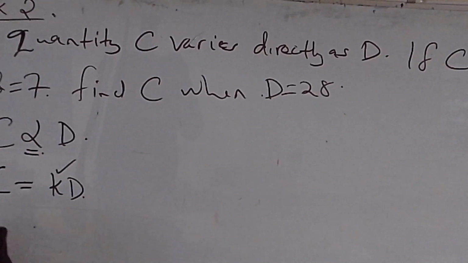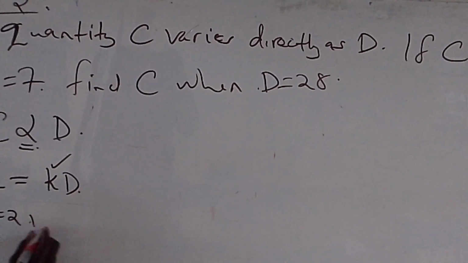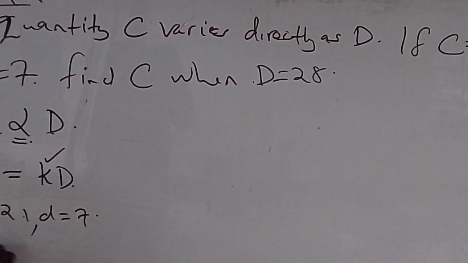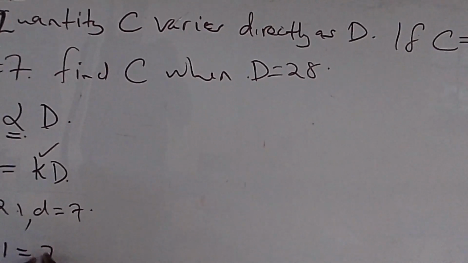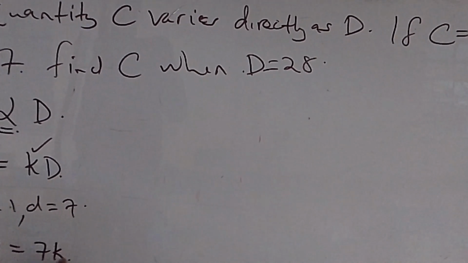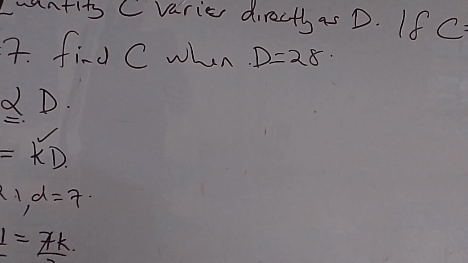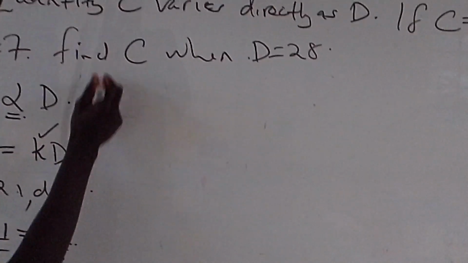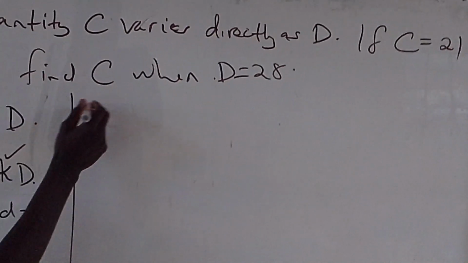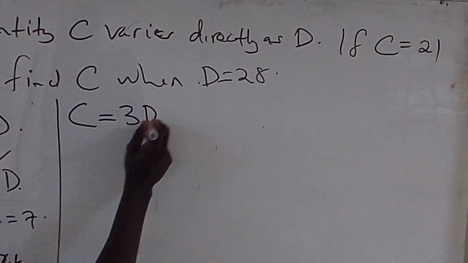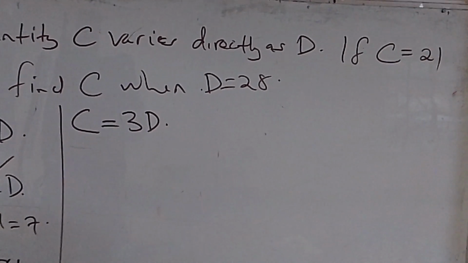So you are told C is equal to 21 when D is equal to 7. So 21 is equal to 7K. You need to get the value of K. Divide both sides by 7. So K is equal to 3. So you rewrite the law, that is C is equal to K times D, but K is 3. That is 3D. That is the law connecting the two.